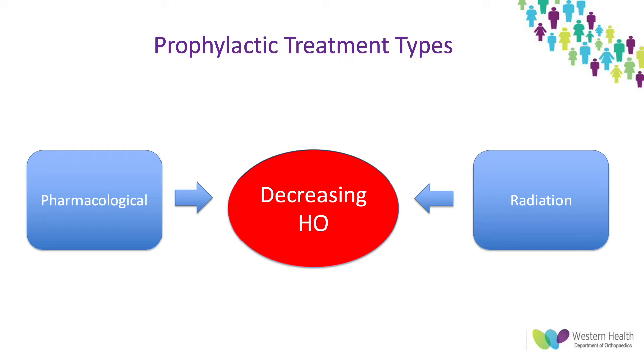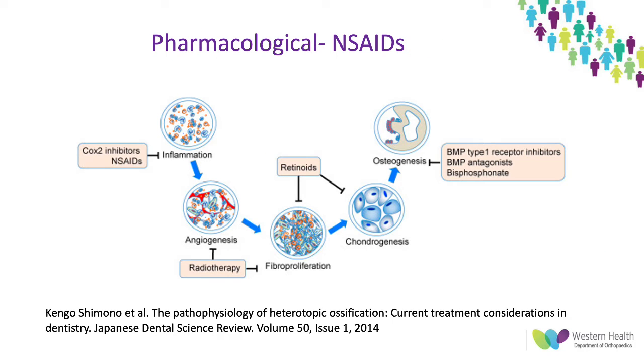It's generally accepted that prevalence and severity of heterotopic ossification can be reduced with perioperative prophylaxis, and this largely falls into 2 camps, pharmacological as well as radiation therapy. In terms of pharmacological, the mainstay of prophylaxis is NSAIDs. NSAIDs work by inhibiting the production of prostaglandins, particularly prostaglandin E2, and that reduces inflammation, which later can go on to spur on HO production.